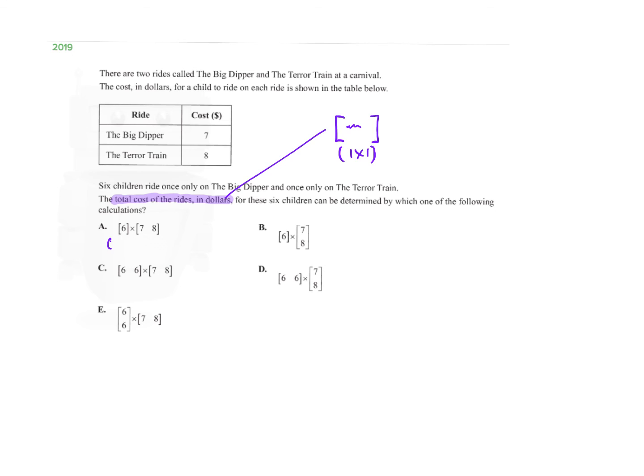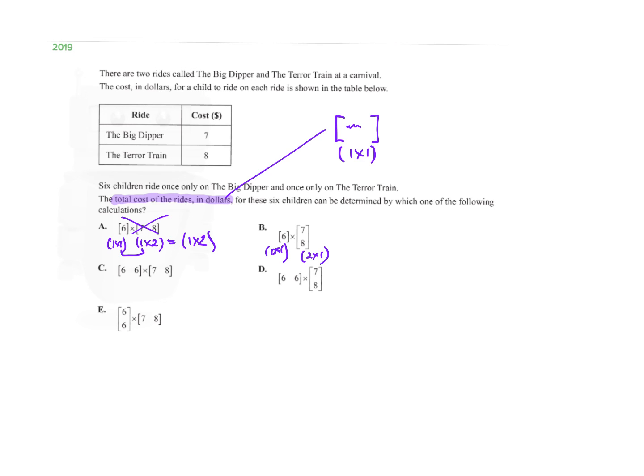So let's have a look. This one is a 1 by 1 and this is a 1 by 2. So would the answer end up being a 1 by 1? No. What would it be? 1 by 2. A 1 by 2. So we can get rid of that answer. What about this one? This one's a 1 by 1 with a 2 by 1.